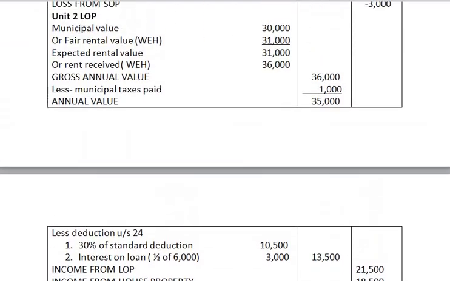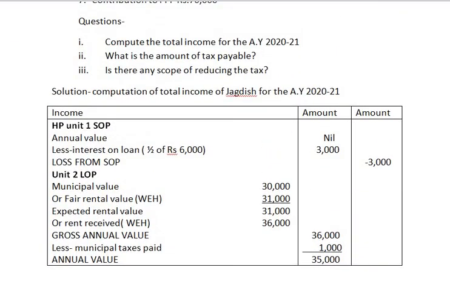Now the third question asked is, is there any scope of reducing the tax? Yes, there is scope for reducing the tax, as an assessee can invest certain amount of funds in national pension scheme, wherein an addition of rupees 50,000 can be deducted. Therefore you can advise the assessee to make investment in national pension scheme, wherein he can claim additional 50,000 rupees deduction under section 80CCD subsection 1B.